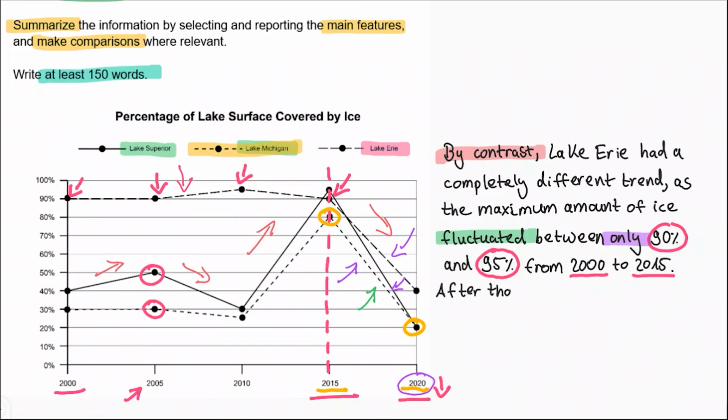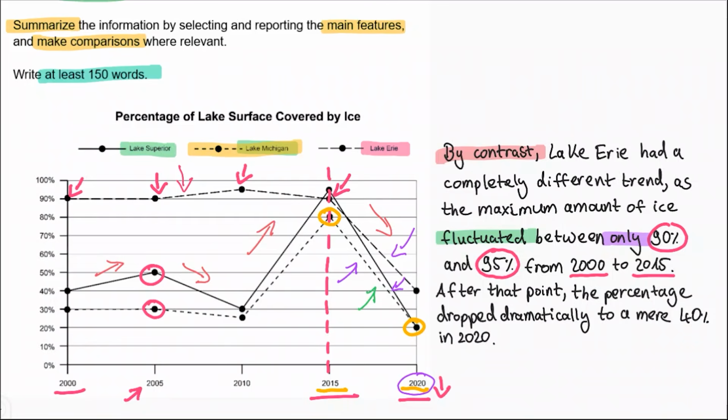After that point, the percentage dropped dramatically to a mere 40% in 2020. I used after that point as a transition, so it's clear when the decrease began. Dropped is a high-scoring verb to describe that the percentage decreased. Dramatically and mere are awesome words for showing off your vocabulary. The sentence means the percentage went down a lot to 40%.